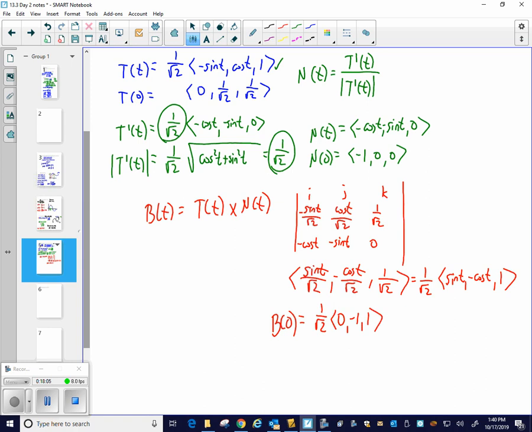All right, so there you have it. There is the unit tangent vector, unit normal vector, and the unit binormal vectors. That should be plenty enough for you guys to go back now and fix the problems that we couldn't do from 13.3 day 1, and you should have everything that you need now to do 13.3 day 2.